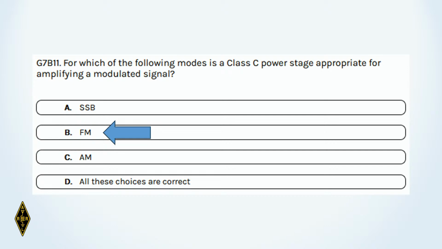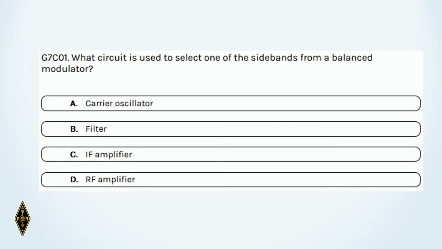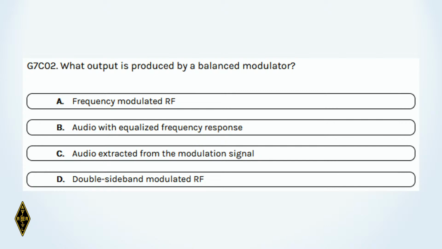Yes, correct. And what circuit is used to select one of the sidebands from a balanced modulator? Delta. There's two methods to generate single sideband, the phasing method and the filter method. Filter. You use a filter to select one of the sidebands. And what output is produced by a balanced modulator? Delta, yes, it generates double sideband suppressed carrier, double sideband modulated RF.